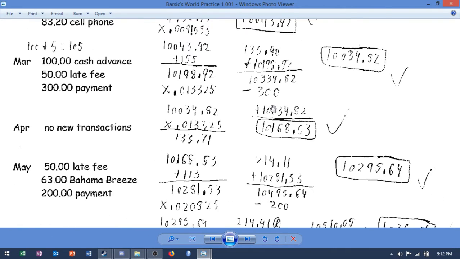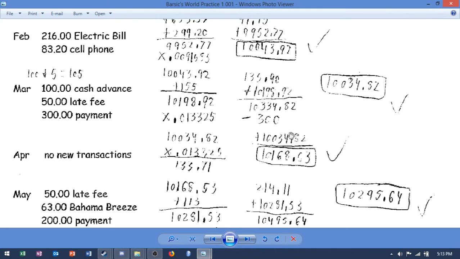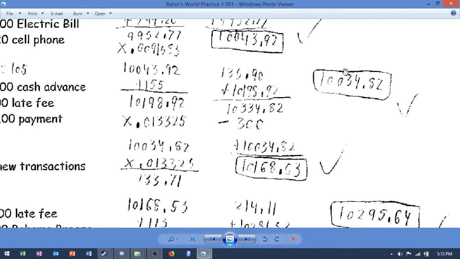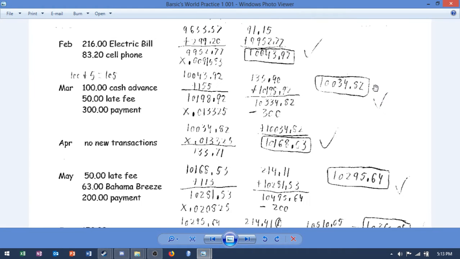and you get a balance of $10,168.53, I believe. Wait. Whoops, my bad, that's for April. You get $10,034.82, I believe. Sorry, getting a little hard.